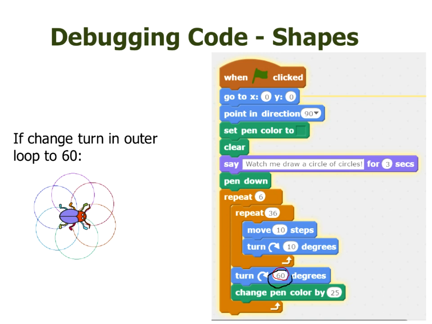So you could change it to 60 degrees. 60 times 6 is 360.